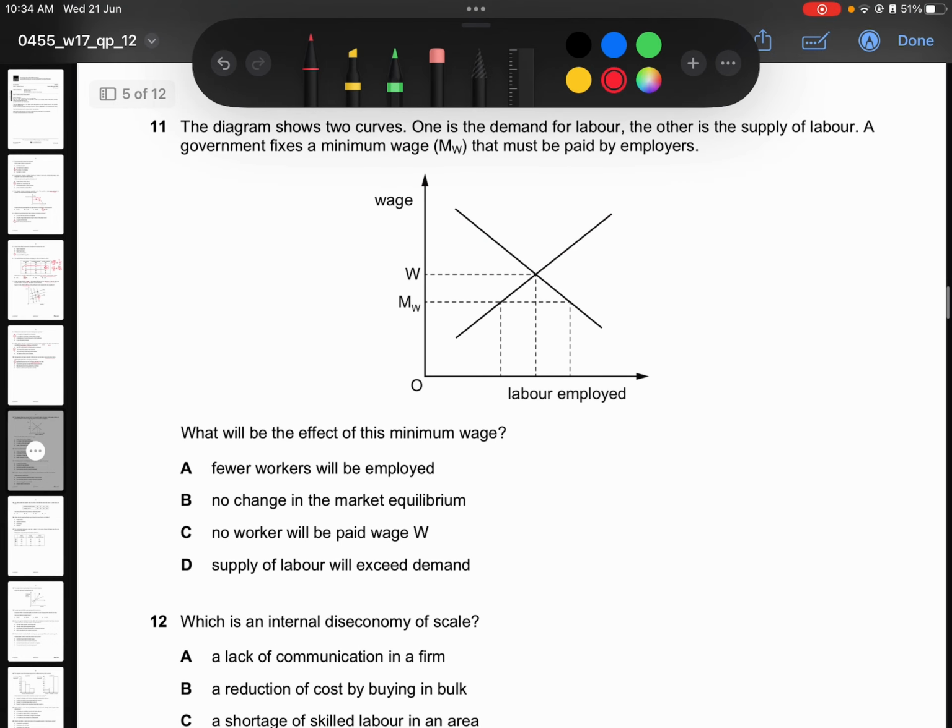Now the diagram shows two curves. One is the demand for labor and the other is the supply of labor. A government fixes a minimum wage MW that must be paid by all employers. What is the effect of this minimum wage?